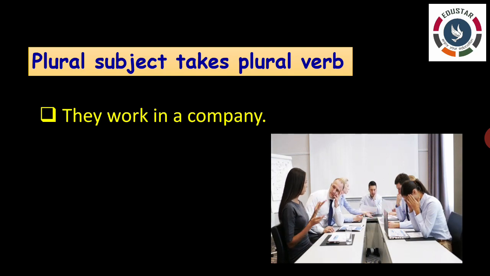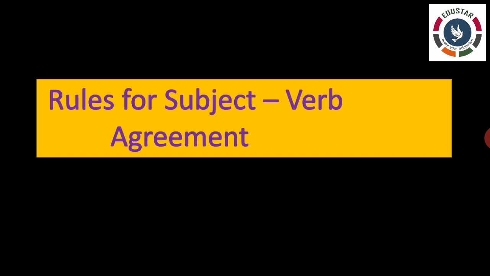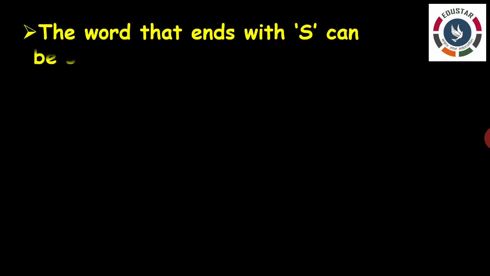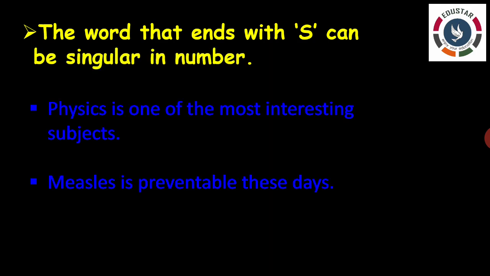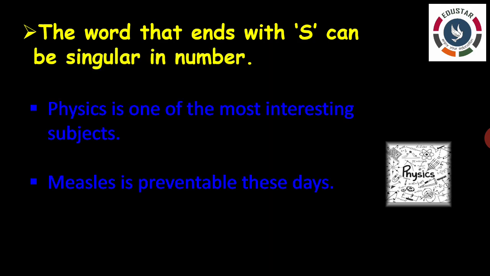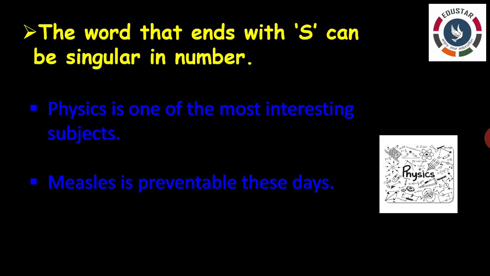And let us see the rules for subject verb agreement. See the first one. A word that ends with s can be singular in number. Physics is one of the most interesting subjects. See here, in such a case, physics is a singular subject, so you are using a singular verb. As I said, the word that is the subject may end in s, but it is sometimes singular. So before you add a verb, just go through the sentence properly.